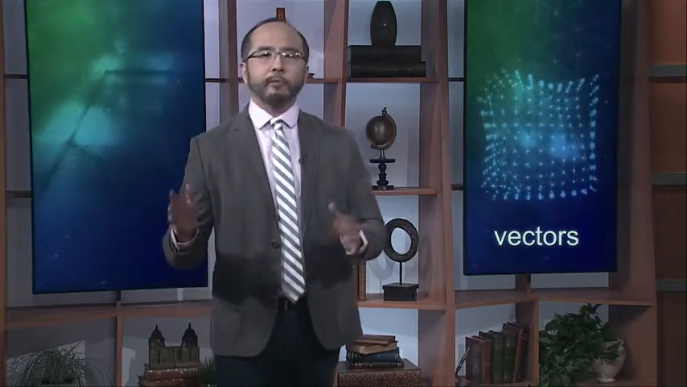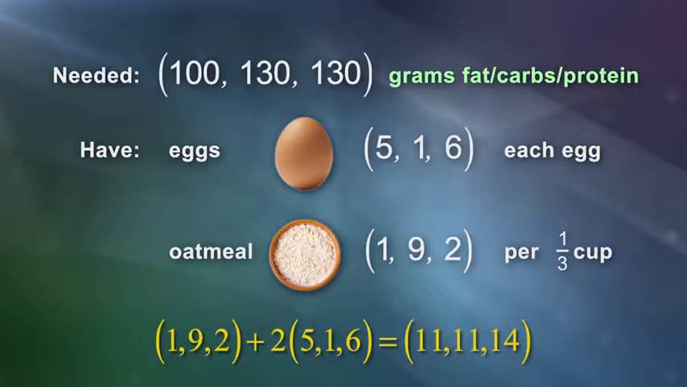Notice that this is really a question about vectors, a set of 3 numbers that represent the fat, carb, protein profiles of the foods you eat. And multiplying those vectors by a scalar coefficient corresponds to eating a certain amount of each food, and adding 2 profiles corresponds to eating both foods. So in a 1/3 cup of oatmeal and 2 eggs, you will eat (1, 9, 2) plus 2 times (5, 1, 6), and that equals (11, 11, 14) grams of fat, carbs, and protein.